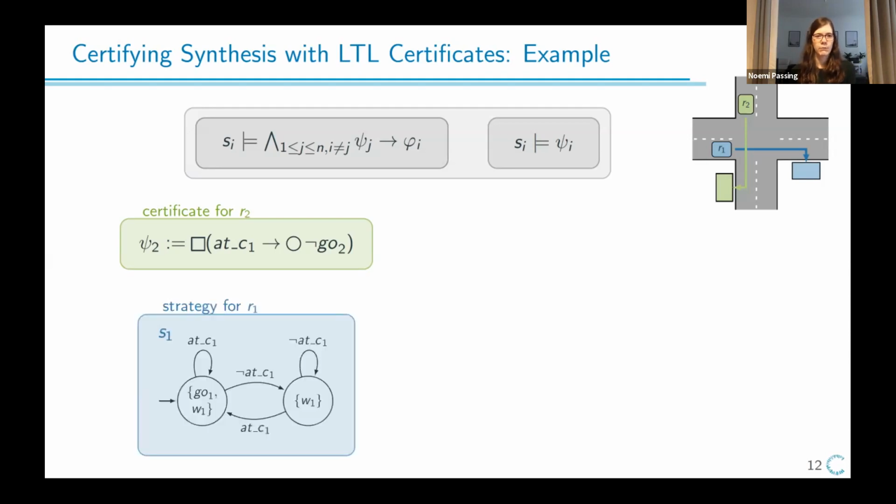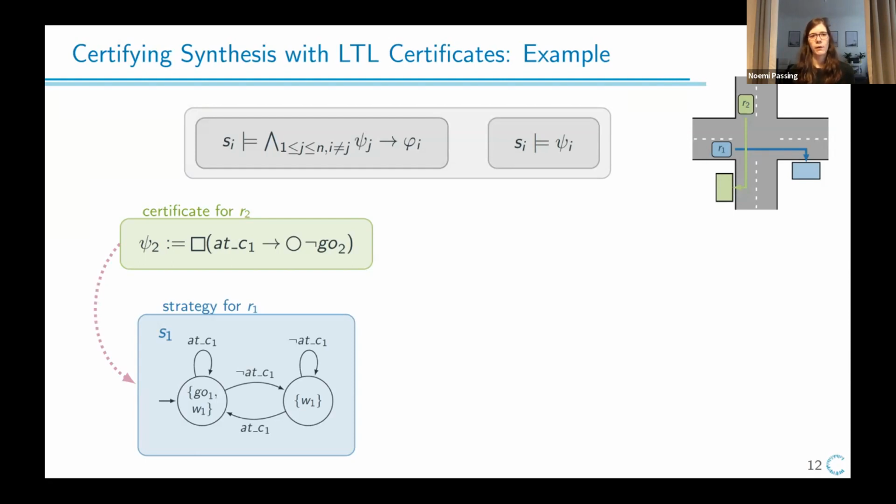Then we can come up with this strategy for robot 1 that emits the warning signal in every step and always lets R1 move forward if R1 is at the crossing and never moves forward otherwise. Well, and indeed, this strategy satisfies the local objective of robot 1 as long as R2 sticks to its certificate.